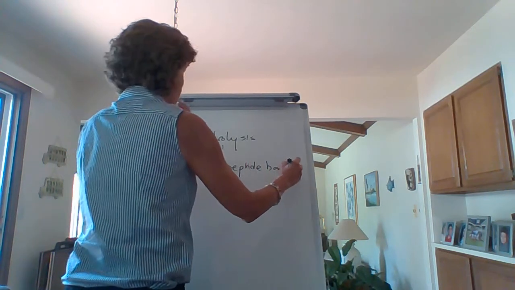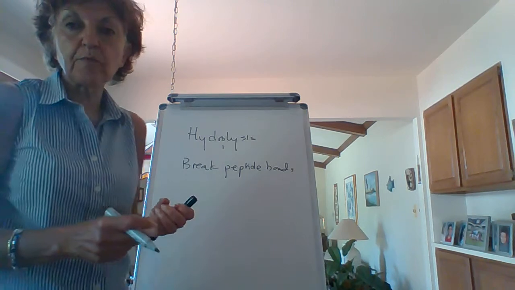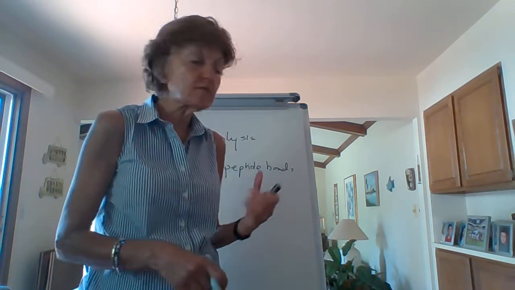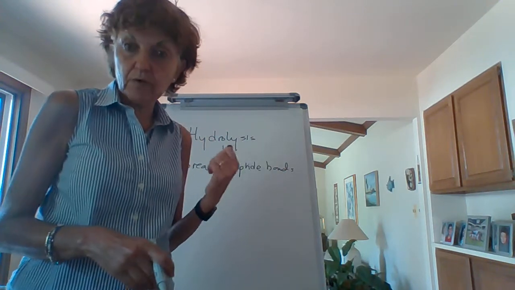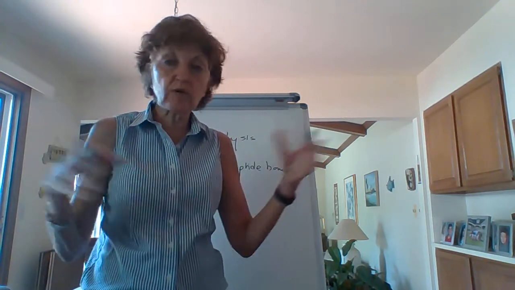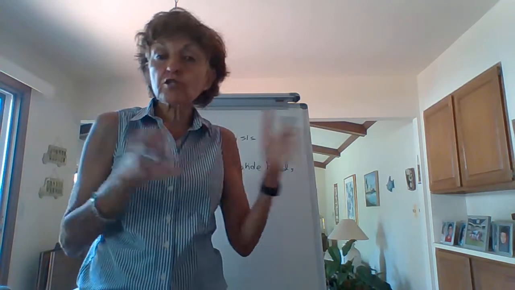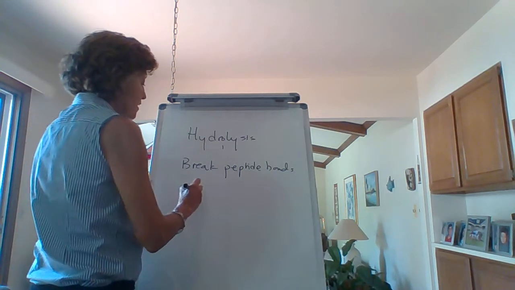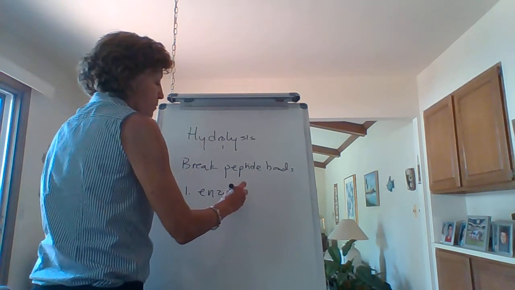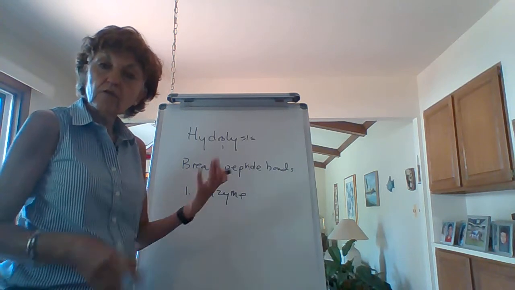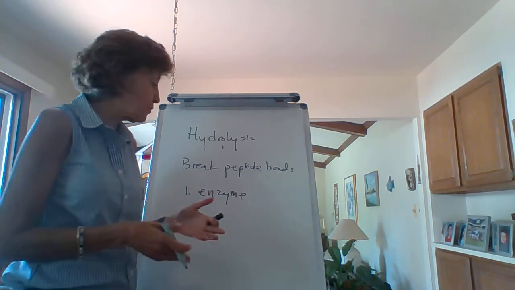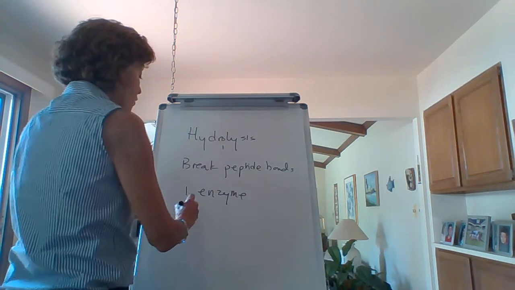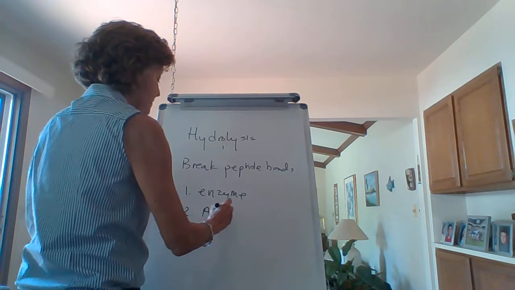Remember, hydrolysis of carbohydrates, we broke the glycosidic bonds. Hydrolysis of the triglycerides, we broke the ester bonds. So when we're hydrolyzing a protein, we are breaking the peptide bonds, and you end up with free amino acids or just smaller peptides. How do you hydrolyze a protein? You can either use an enzyme, and that's what happens in digestion in your body. You've got enzymes that will hydrolyze your proteins, break them up into free amino acids or smaller peptides, or you could use acid and heat.